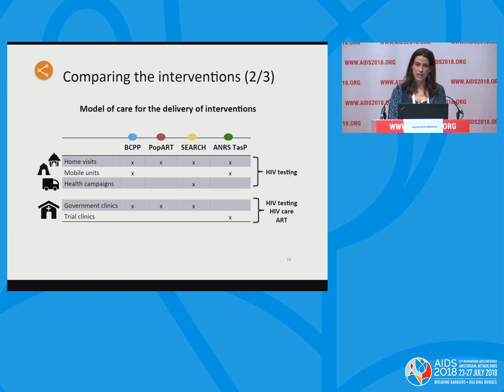In terms of delivering HIV care and ART, this was done mainly within government clinics in most trials, except the TASP trial, where specific trial clinics were implemented in each of the trial communities or each of the clusters.